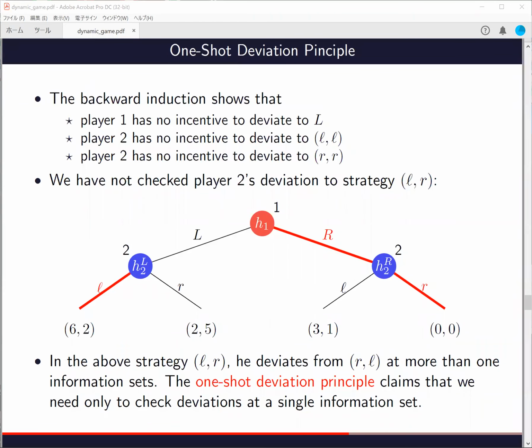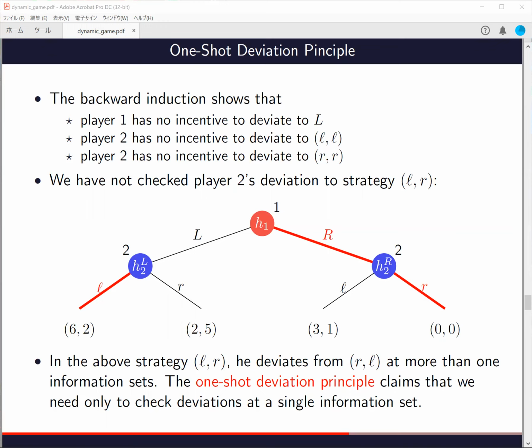The backward induction in the previous slide shows that player 1 does not have an incentive to deviate to action L given the subgame perfect equilibrium strategy of player 2. We also checked that player 2 has no incentive to deviate to strategy LL and strategy RR, given that player 1's strategy is R. What we have not checked is player 2's deviation to strategy LR, where player 2's strategy is changed at both information sets simultaneously.